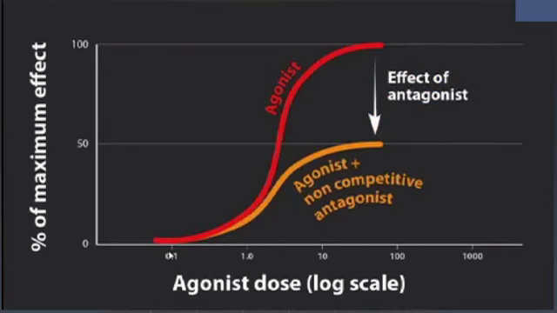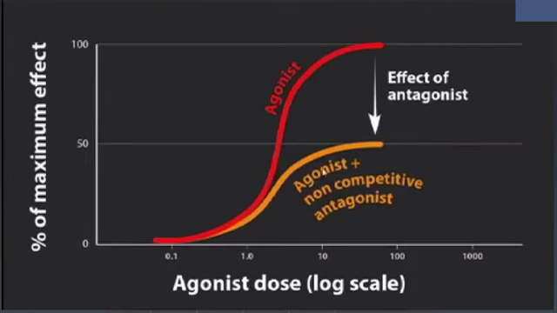So now we see a curve for a non-competitive antagonist. And again, in red, we have the same curve for the agonist. And in orange, we have the agonist given with a non-competitive antagonist. So here the antagonist isn't competing for receptor sites. It's binding to the receptor at another site and changing the conformation of the receptor molecule so the agonist cannot bind. But you see, it doesn't matter how much agonist you give. You can give tons of agonist and you're still not going to get up to the same effect as you would with the agonist by itself.